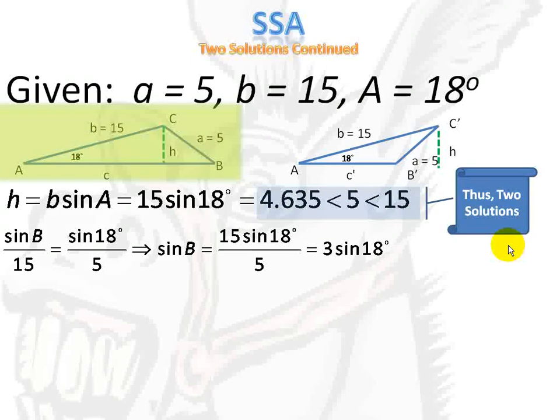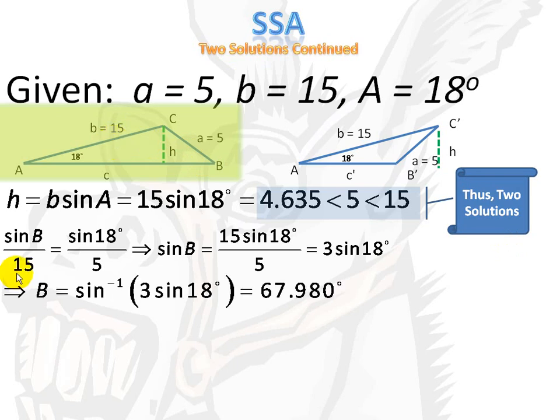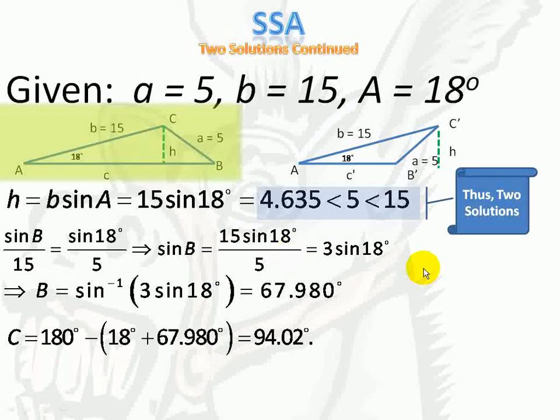So here we go. Sine B over 15 equals sine 18 over 5. Okay, so looks like we're solving for B first here. Sine B over its opposite side equals sine 18 over its opposite side. Multiply both sides by 15, and you get this, which is 3 sine 18. So sine B equals 3 sine 18. And then B is equal to the inverse sine of that, which would be 67.980. So that's angle B. Now, angle C.